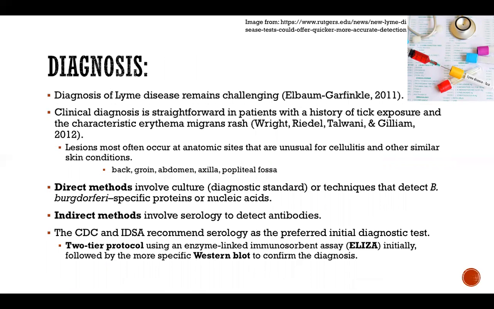So there are different methods for cultivating the bacteria. We have the direct method, which involves culture and is the diagnostic standard for detecting the Borrelia burgdorferi species. And we have the indirect method, which involves serology to detect antibodies. The CDC recommends doing a 2-tier protocol with an ELISA and a Western blot.